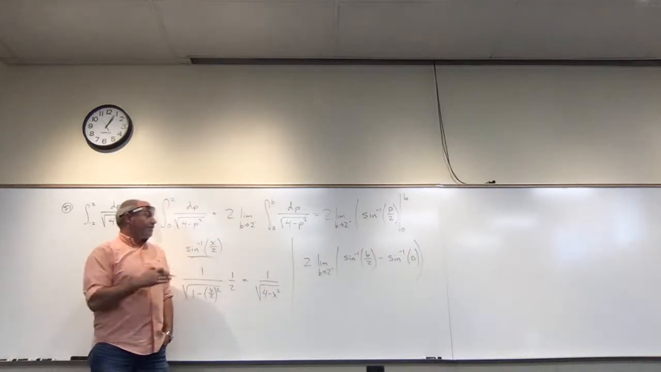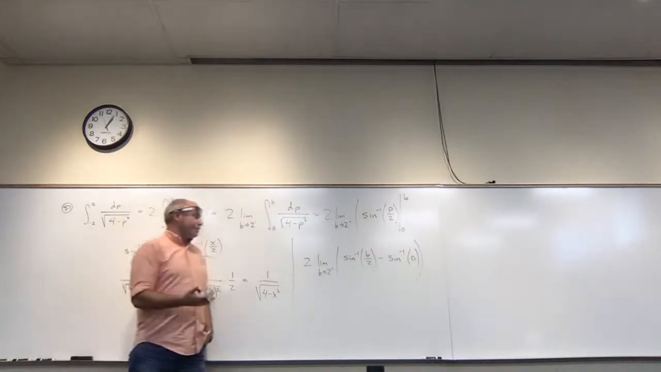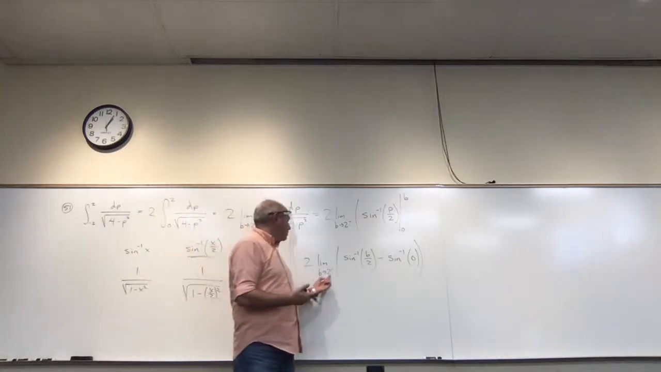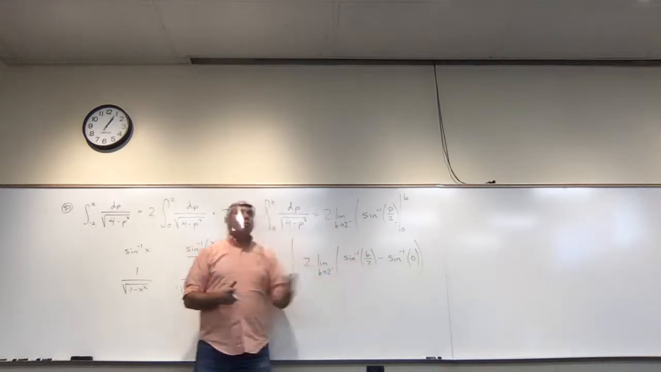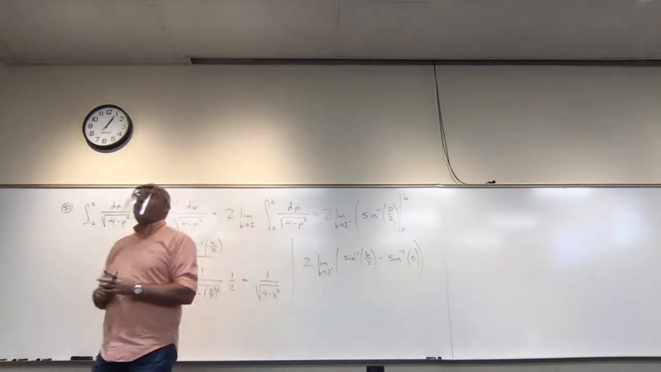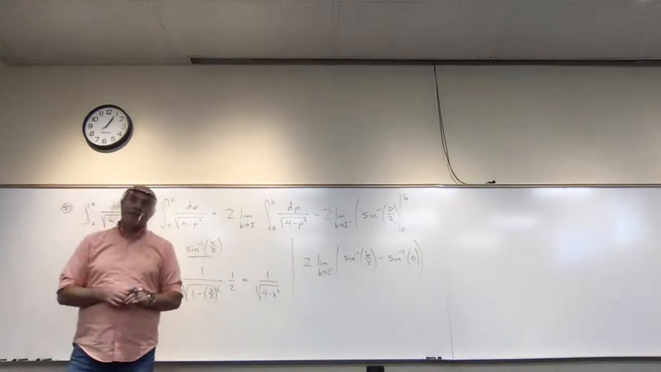Okay, so now I'm ready to plug in that b is going to 2 from the left. But if b is going to 2, 2 over 2 is 1. So really I'm just saying sine inverse of 1. Or in other words, sine of what angle gives me 1?